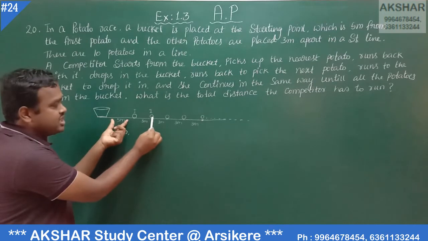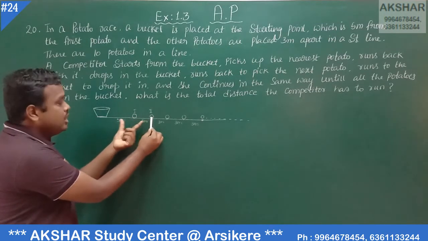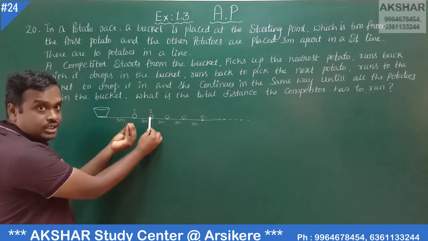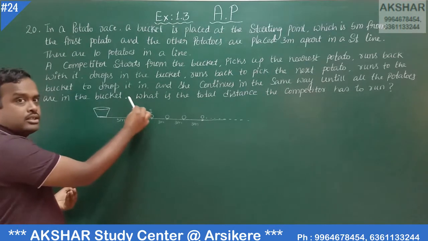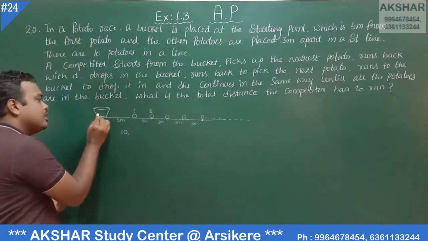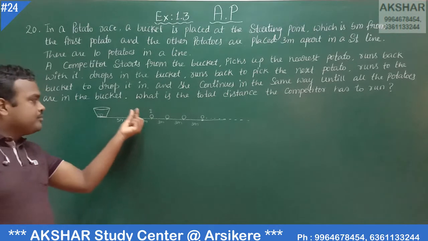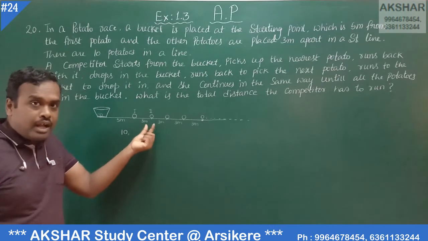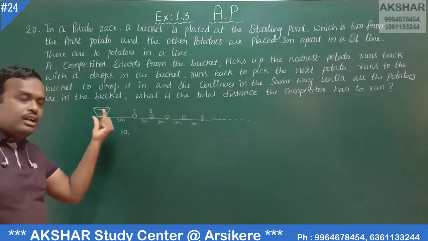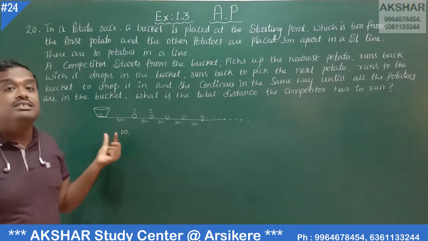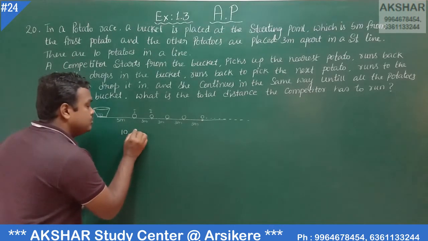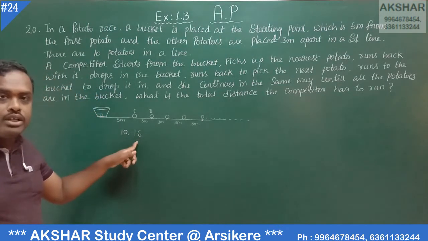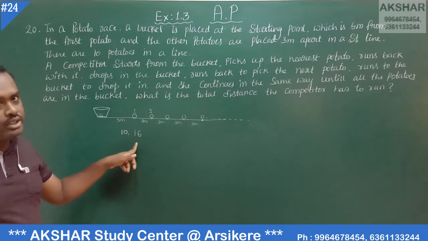Here is 5 meters of distance and from here to here 3 meters of distance, totally 8 meters of distance has to travel to pick the potato. After picking, again she runs back to drop that potato in the bucket. Again that competitor has to travel 8 meters to pick the potato, and back to put the potato in the bucket has to travel 8 meters, totally 8 plus 8, 16 meters. That means 16 meters of distance has to be traveled by the competitor to drop the second potato in the bucket.